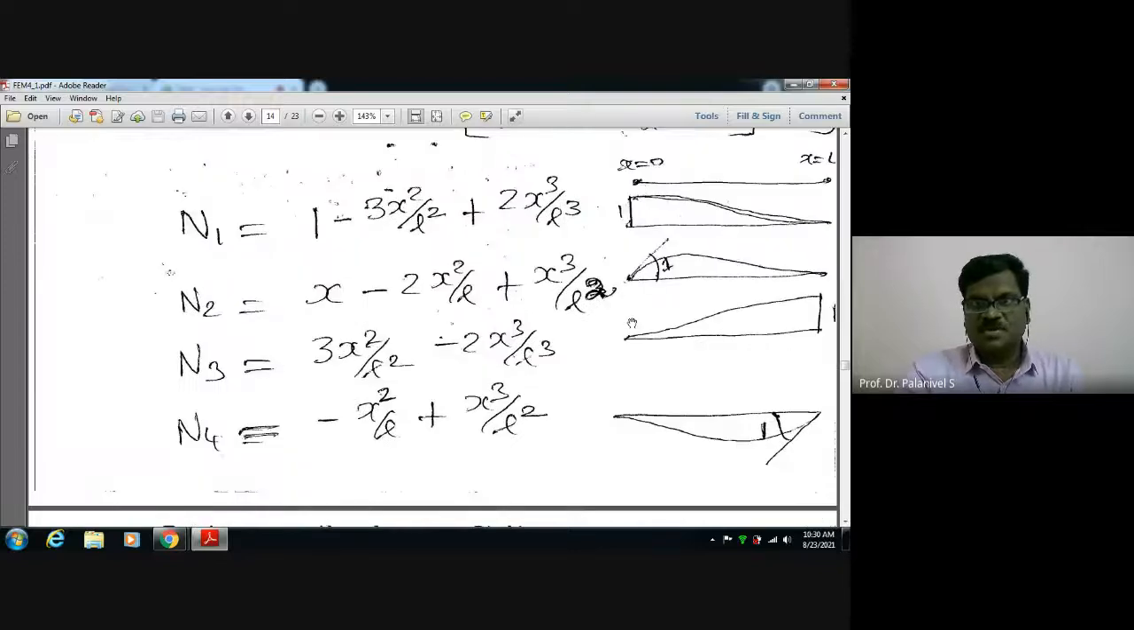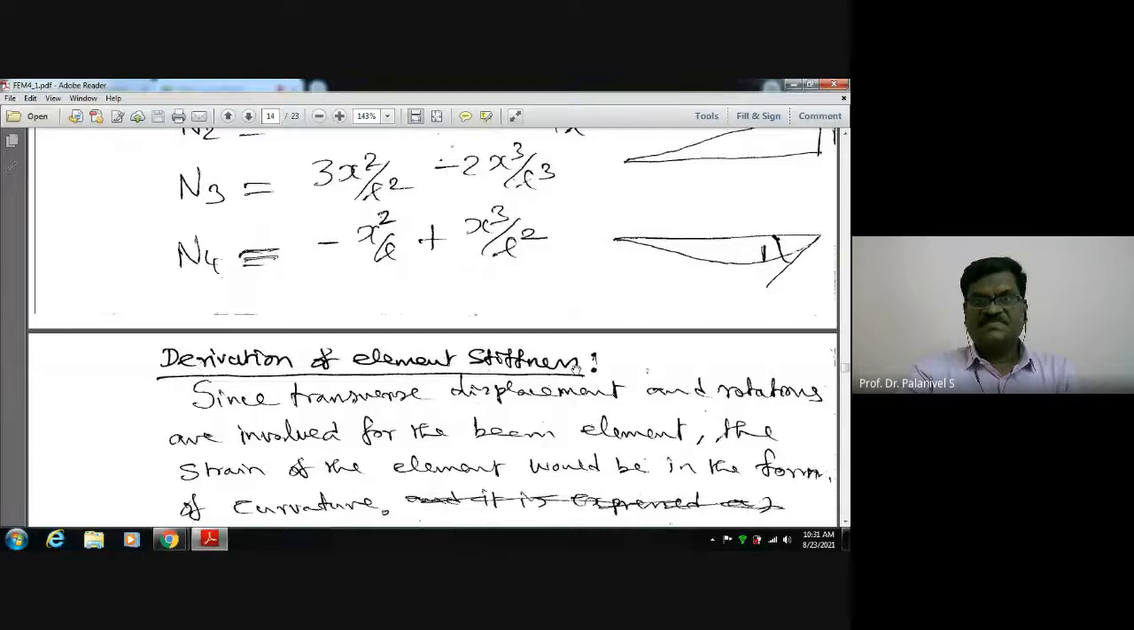Their variation is also shown here for your reference. Already you know this; it is a simple discussion of how it varies. So thus we have developed the shape function for the two-dimensional beam element. There are 4 nodal degrees of freedom, that's why we obtained 4 shape functions: N1, N2, N3, N4. Next class we will discuss how to derive the element stiffness matrix for the two-nodal beam element.